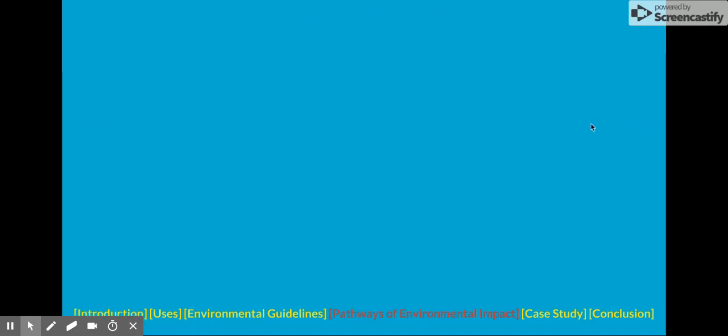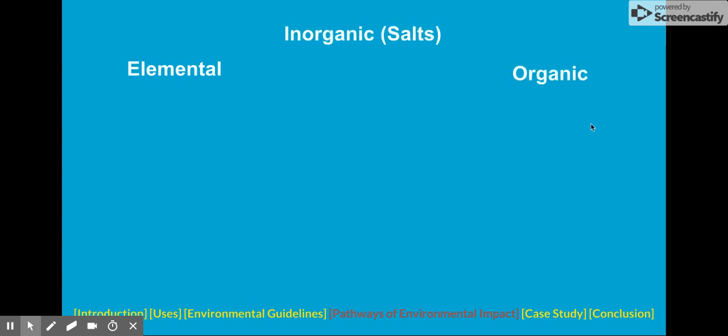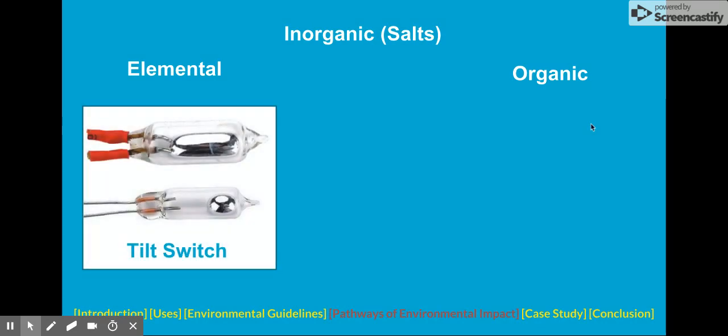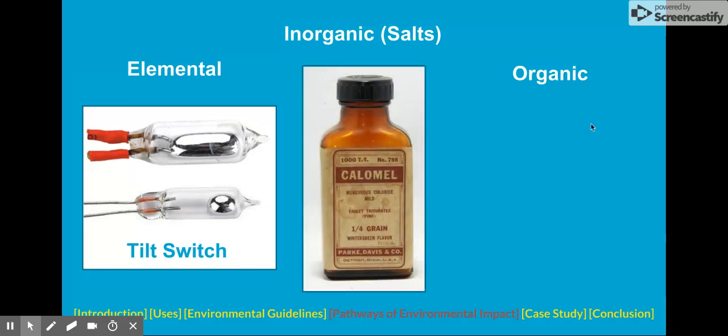There are three key forms of mercury: elemental, inorganic, and organic. Elemental mercury is the liquid version that can be found in the previously mentioned tilt switch, thermometer, and dental amalgams. Inorganic mercury is the salt form, which can be found in products like calomel and skin lighteners.